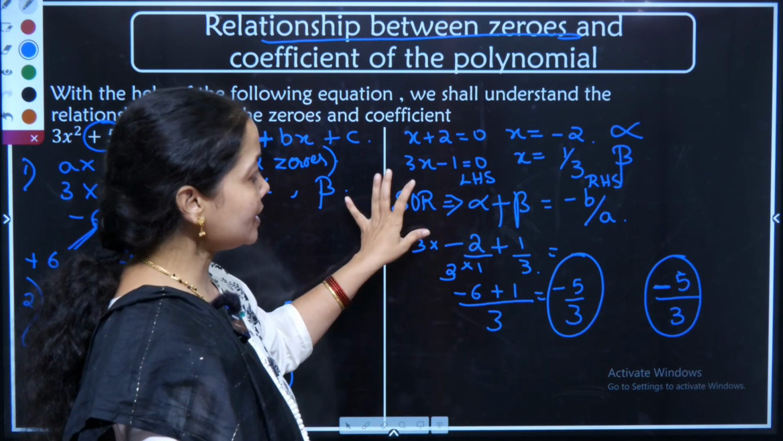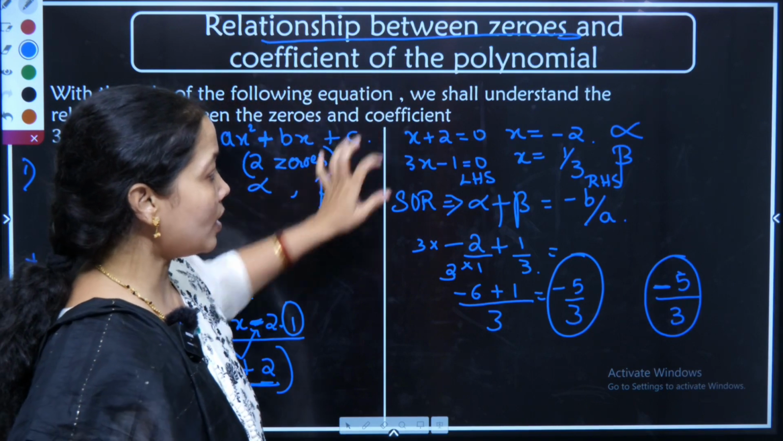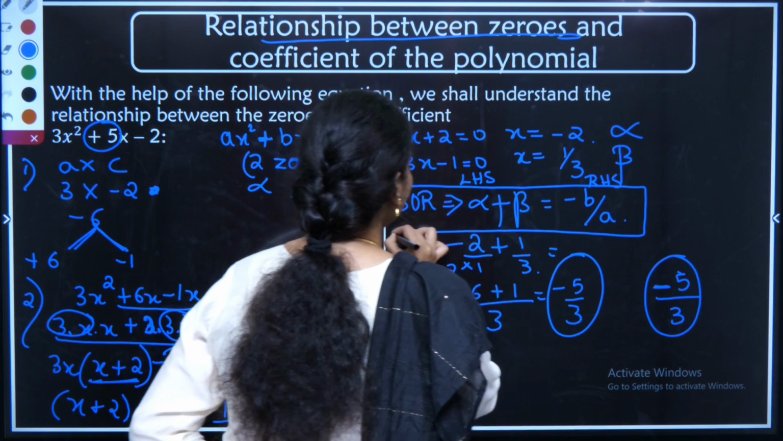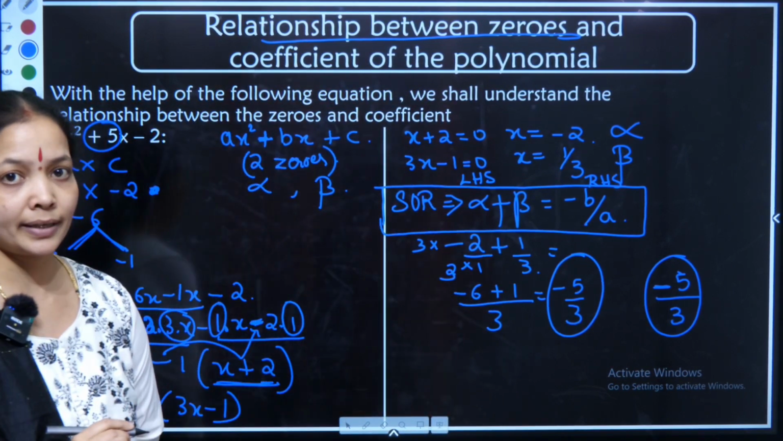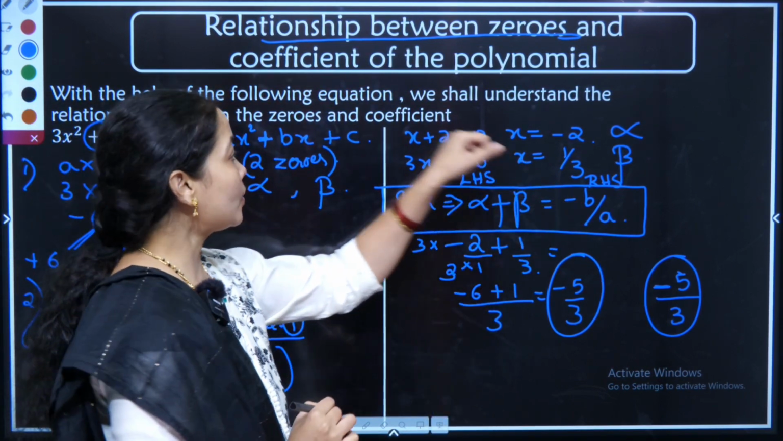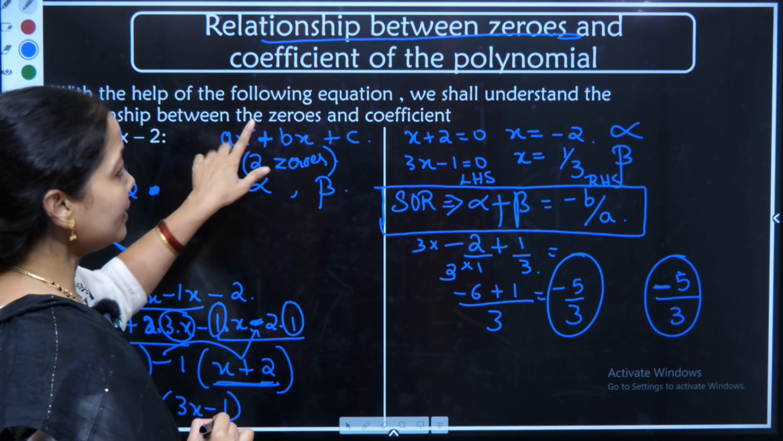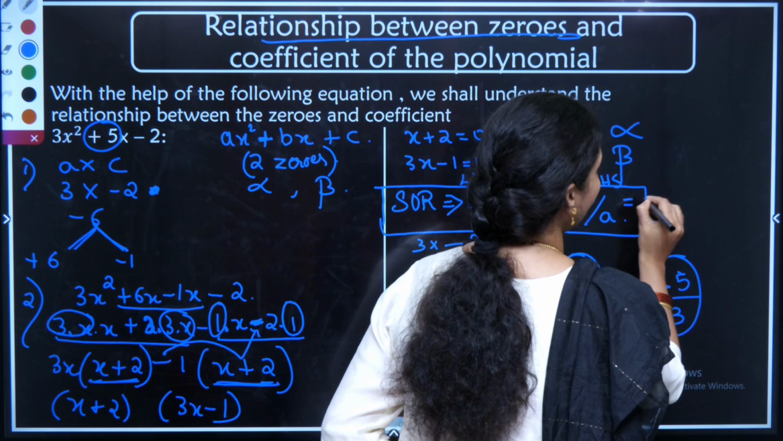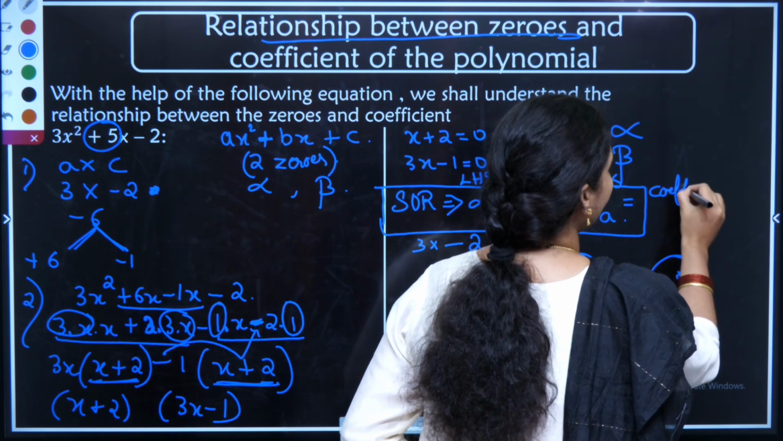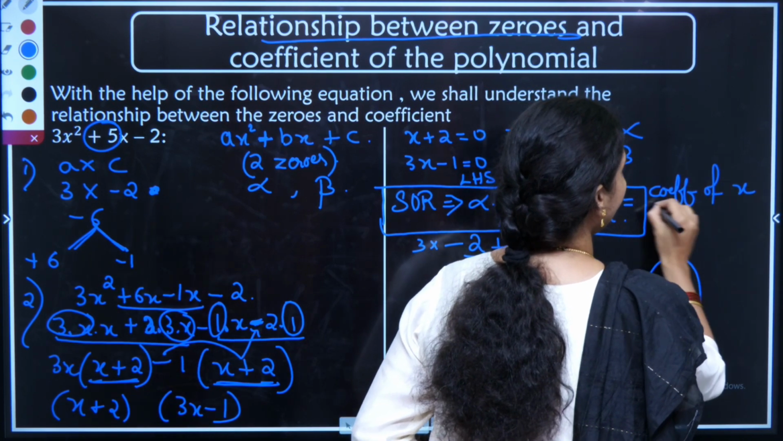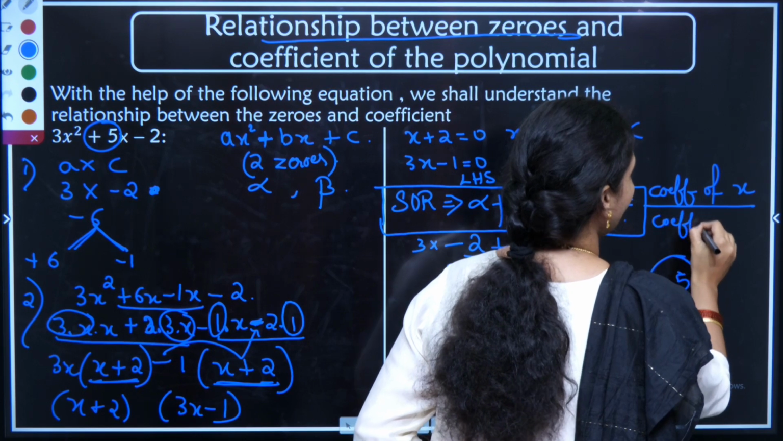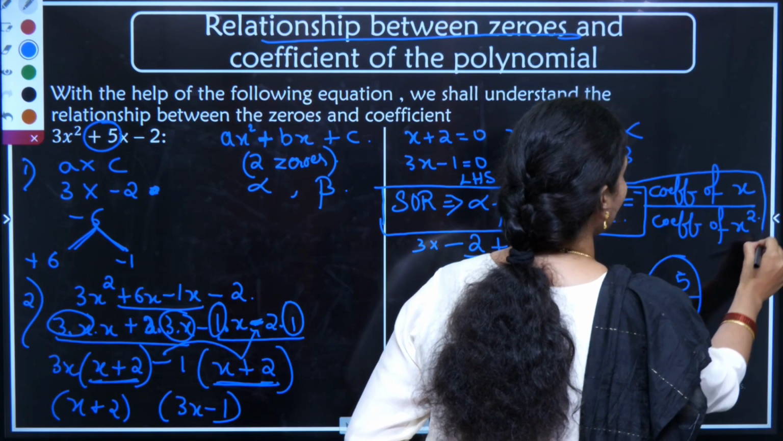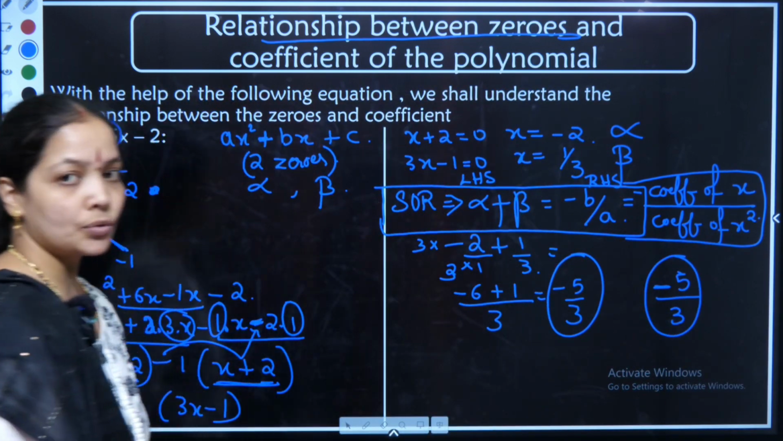So the first relationship between the zeros is called sum of roots, alpha plus beta, determined by negative b by a. Negative b is the coefficient of x and a is the coefficient of x square. We can even write it as coefficient of x divided by coefficient of x square, which will also be the formula related to the sum of roots.